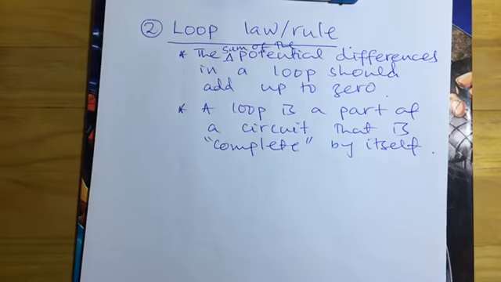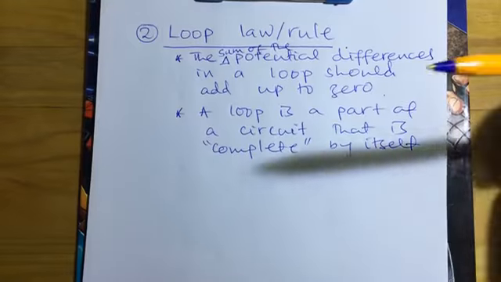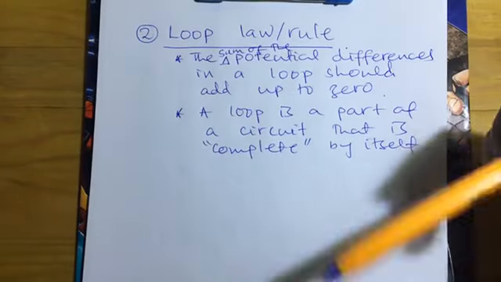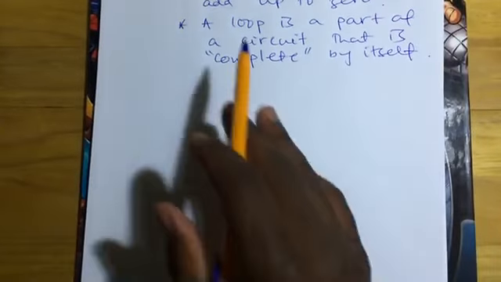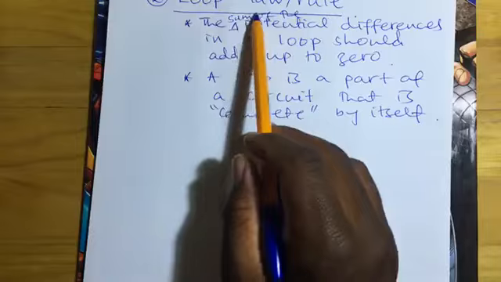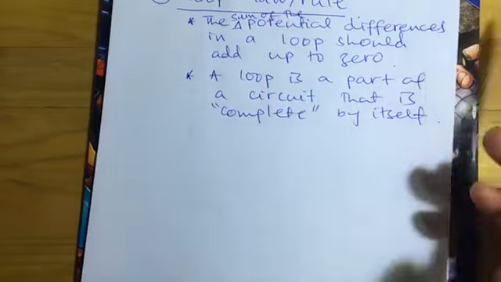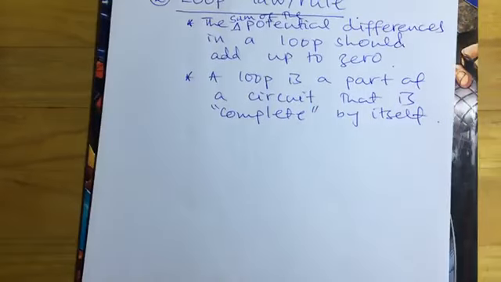So yes, we have the current law, also known as the junction law, and the loop law. You get? So the current or the junction law is straightforward. Now, the loop law, that is where things start getting a bit rough. The loop law states that the sum of the potential differences or potential drops in a loop should add up to 0. So what is a loop? A loop is a part of a circuit that is complete by itself.